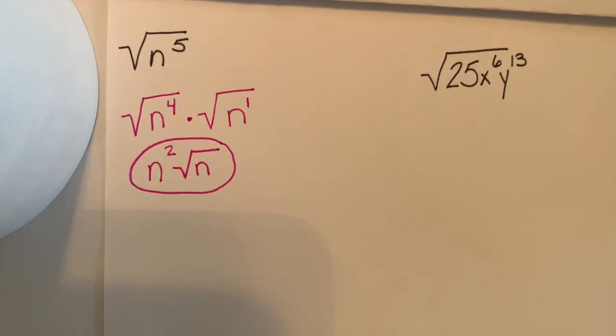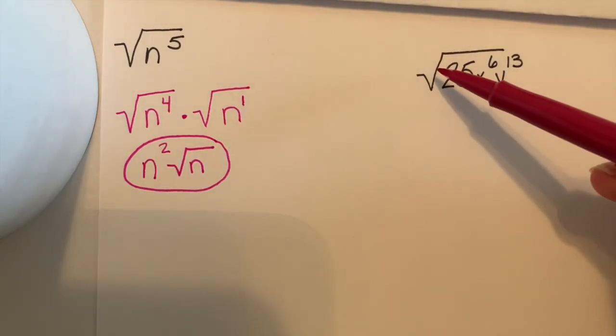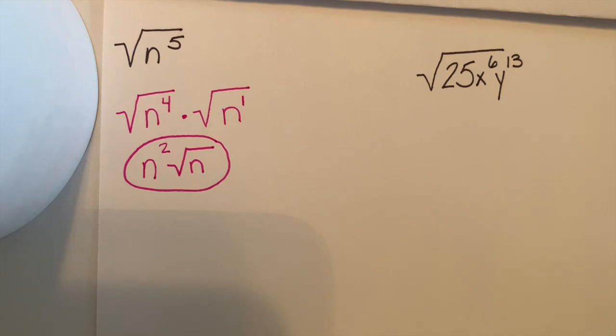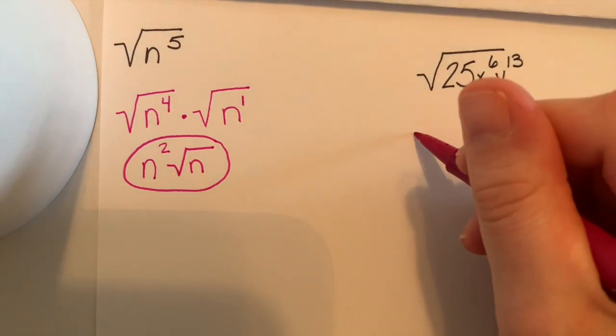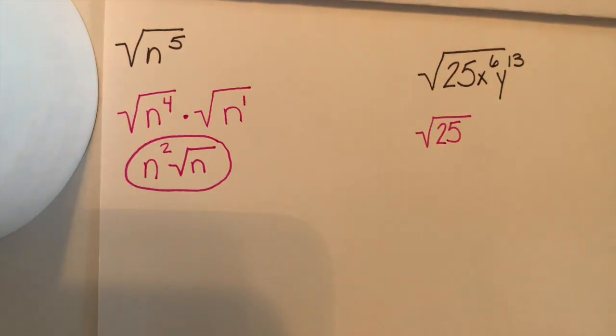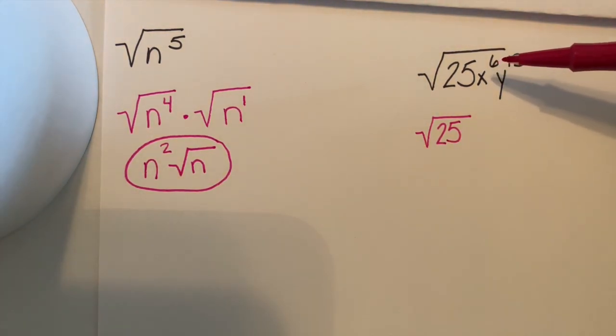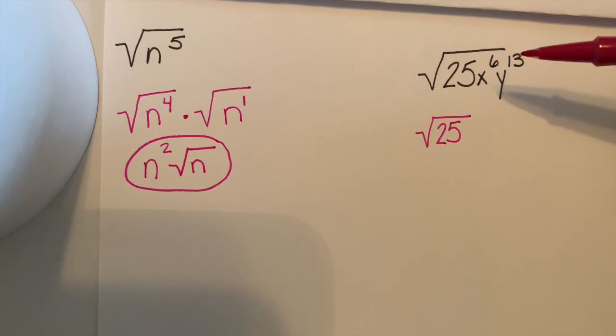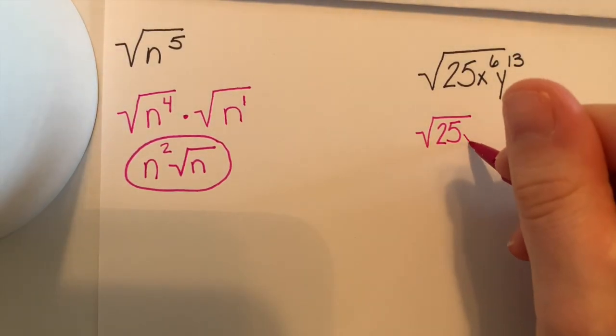Looking at this one, again, my index is going to be 2. So can I take the square root of 25 evenly? And I hope you would say yes. So on the left side, I'm going to have 25. Looking at our number 6, is 6 a multiple of 2? Again, you would say yes. So it's going to come with it.